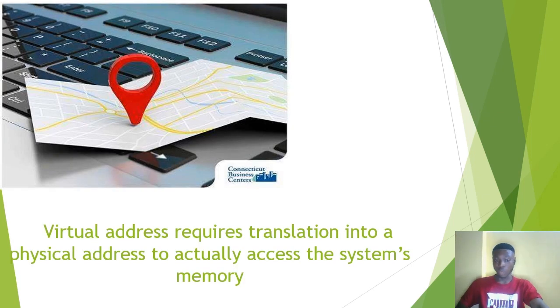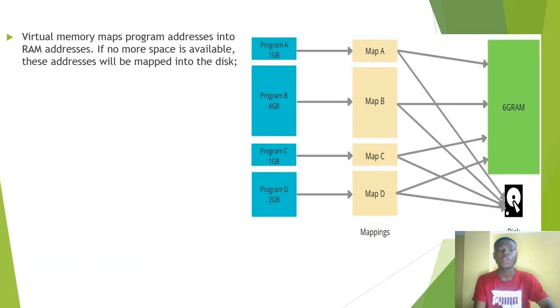Let's come to virtual address. A virtual address requires translation into a physical address to actually access the system memory. Virtual memory maps program addresses into RAM addresses. If no more space is available, these addresses will be mapped into the disk as shown there.